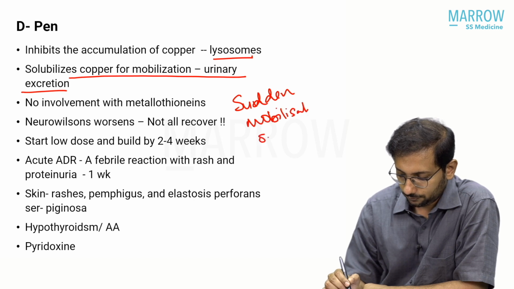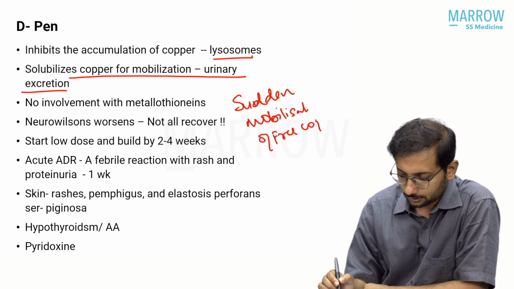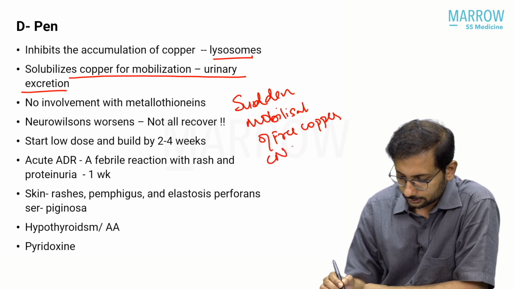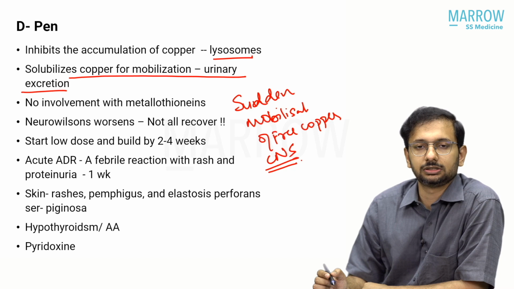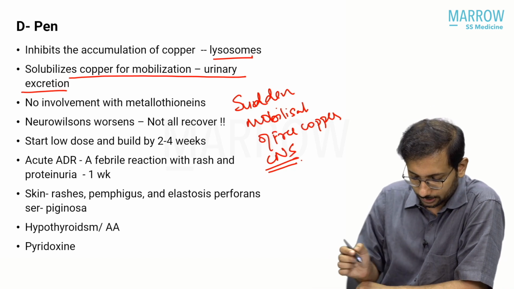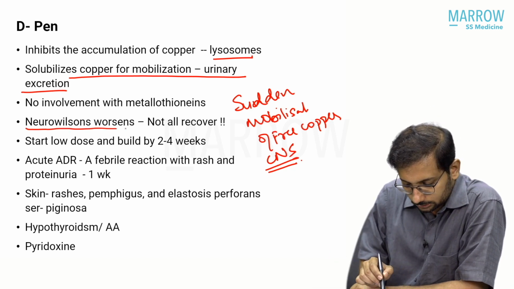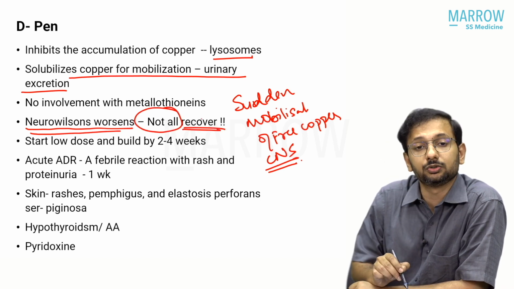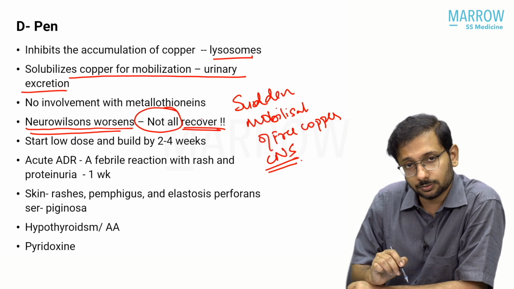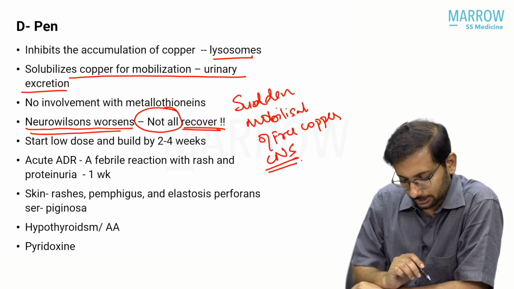Mobilization of free copper from the CNS, neurological tissues. That is what causes worsening of neurological status with respect to penicillamine. And once the Wilson worsens, not all recover despite whether you stop penicillamine therapy or not. So that is the problem and the risk we have with D-penicillamine therapy.